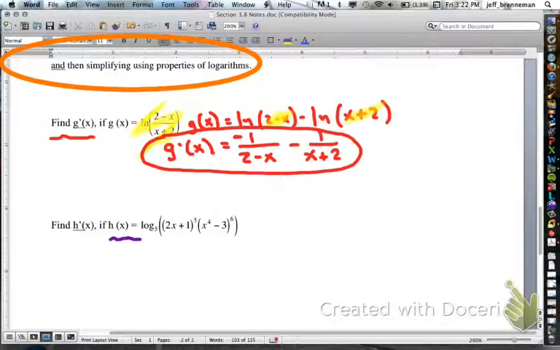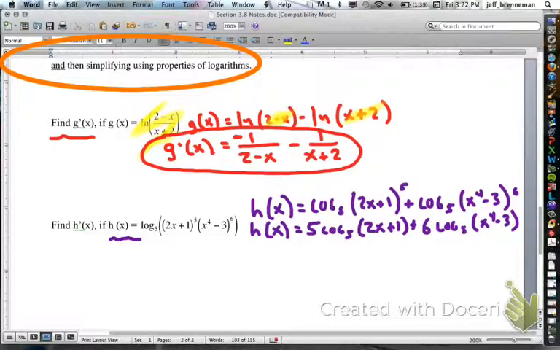So maybe instead what we could do is separate this out and expand this logarithm a little bit first. Go ahead and see if you can do that on your own, and I'd ask the substitute again to pause, and then we'll see if you did it right.